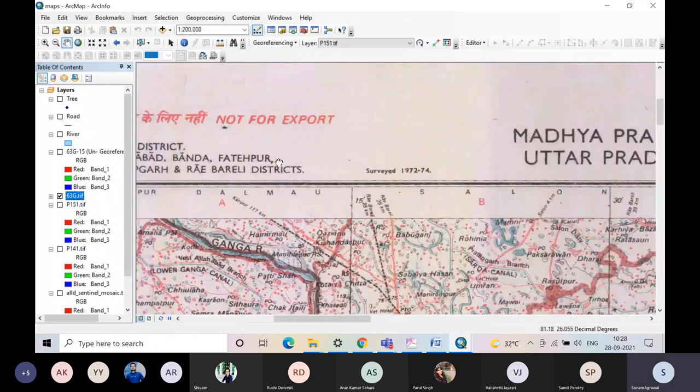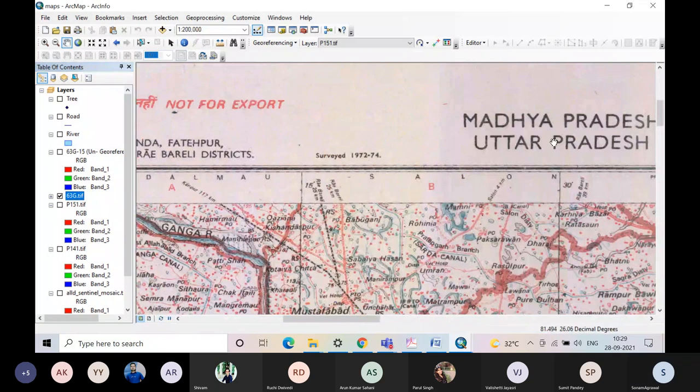Right now on the screen, I have opened one of the maps. This map covers the area of a major portion of Uttar Pradesh and a small portion of Madhya Pradesh. This map was surveyed in 1972-74, as it is given over here. Let's come to the Survey of India maps part.